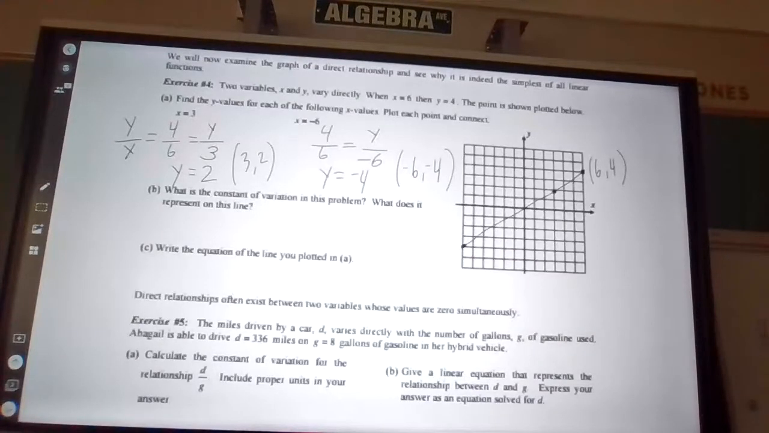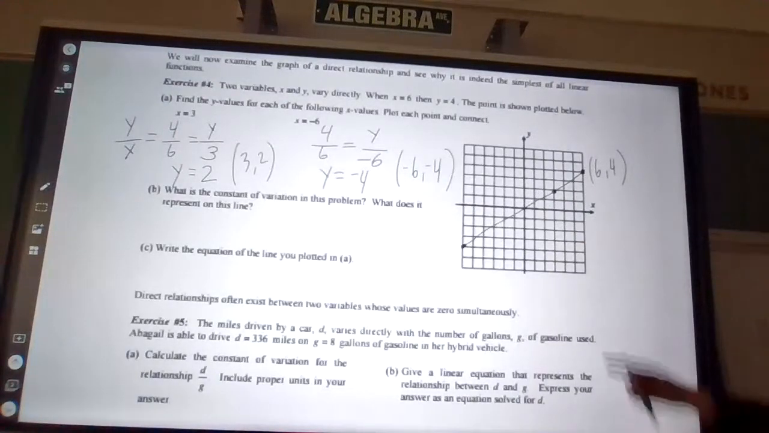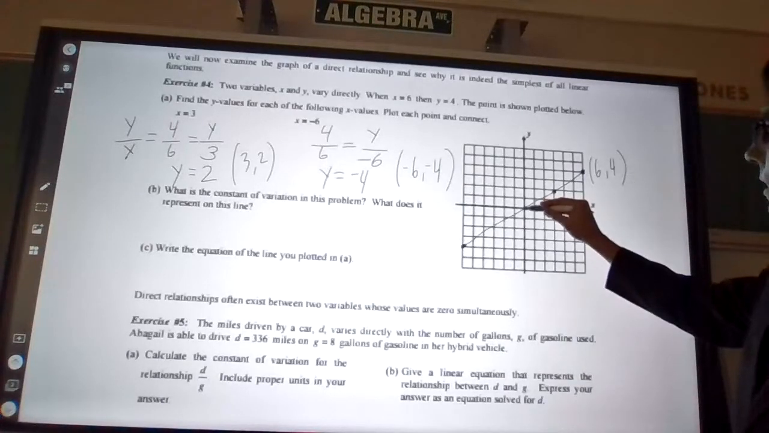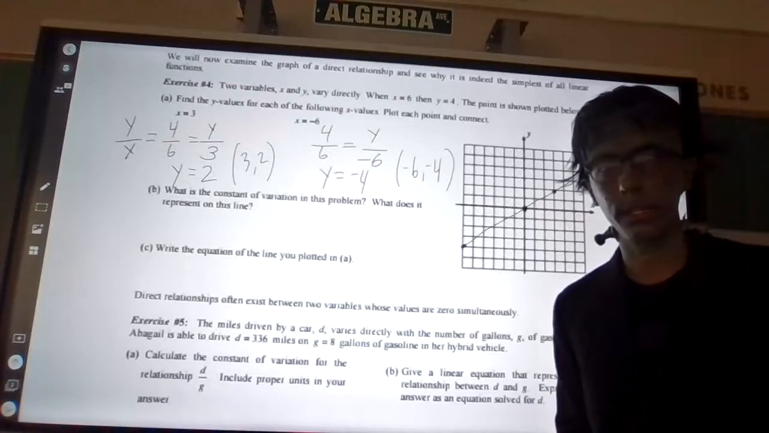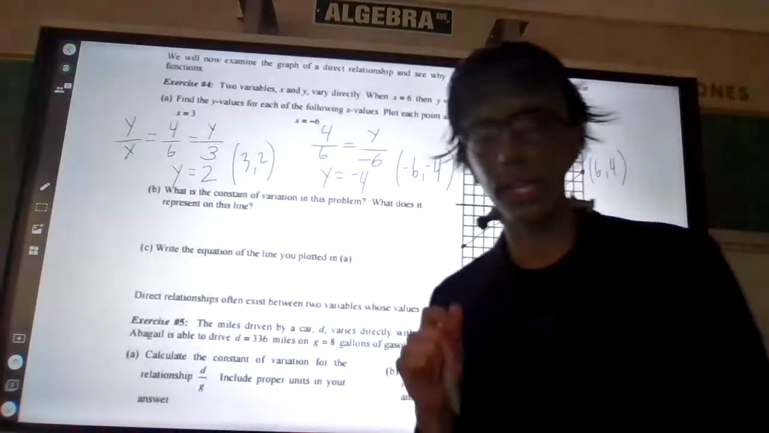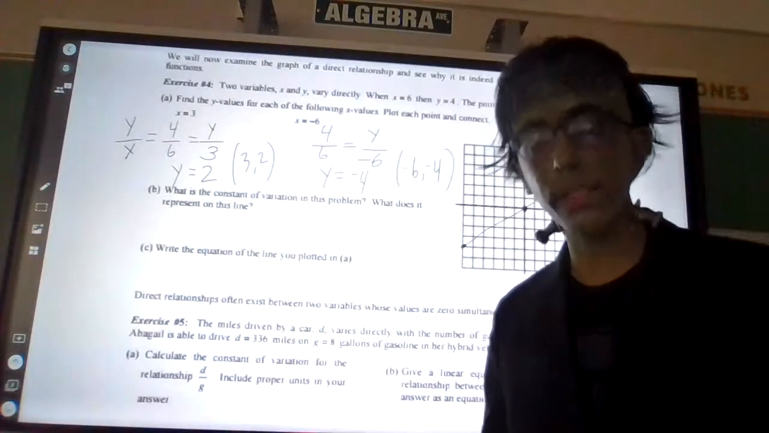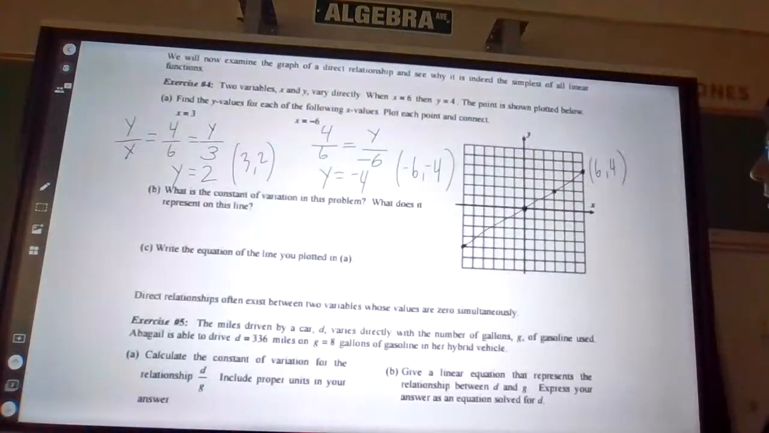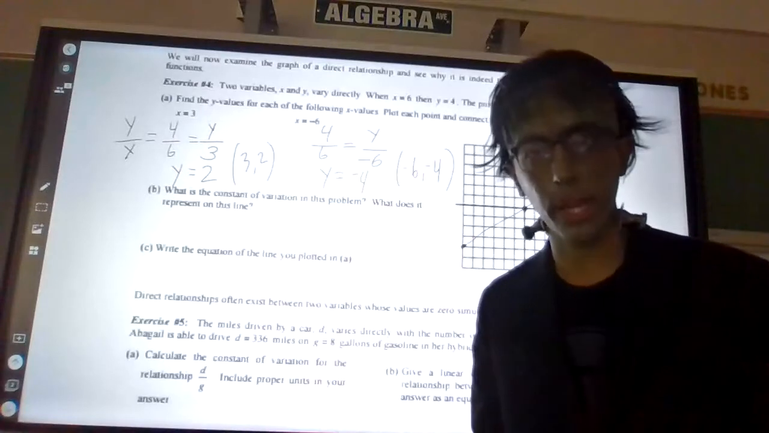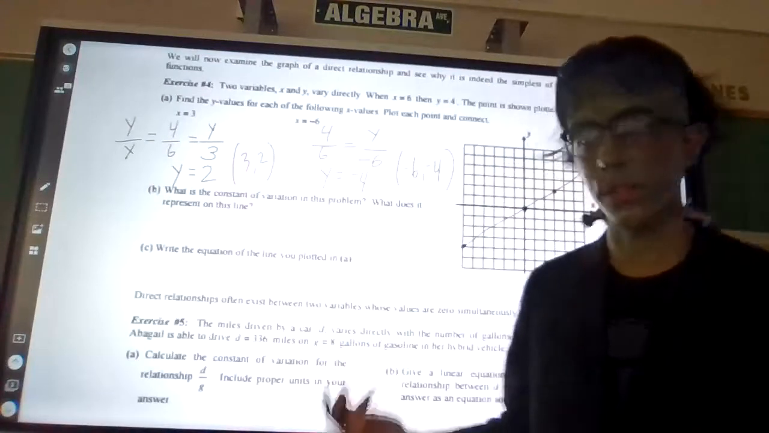Okay. So what is the constant of variation in this problem? And by the way, did you guys notice what happened on this graph? We went right through the origin. Right through the origin. That's true for every direct relationship. Every time variables vary directly with each other, that means it's going to go through the origin because there is no starting value, right? It's just x and y. There's no other factors or constants in play here.